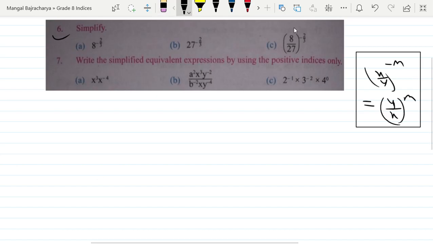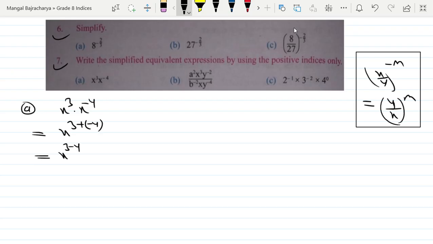Okay, so number 7 now. Write the simplified equivalent expression using positive indices only. Number A, x power 3 into x power minus 4 is there. The very first thing is the base is the same, so let's get the powers added. So x power 3 plus minus 4, you get x power 3 minus 4, and that becomes x power minus 1, and x power minus 1 is 1 by x.